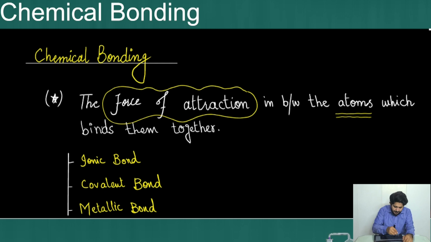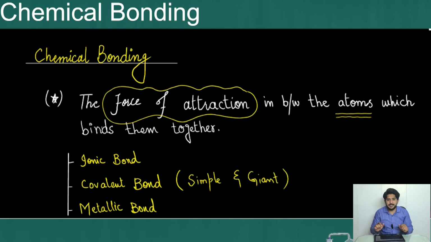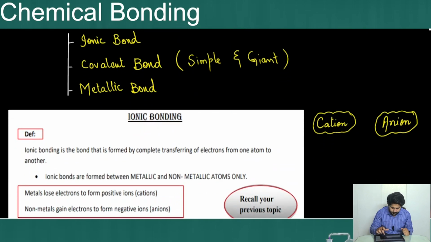So we have different types of chemical bonding in our syllabus: ionic bonding, covalent bonding, and metallic bonding. But one thing we have to remember is that there are two different types of covalent bonding as well: simple covalent bonding and giant covalent bonding. We will discuss both types of covalent bonding in this video as well. So let's start with ionic bonding. What is ionic bonding?